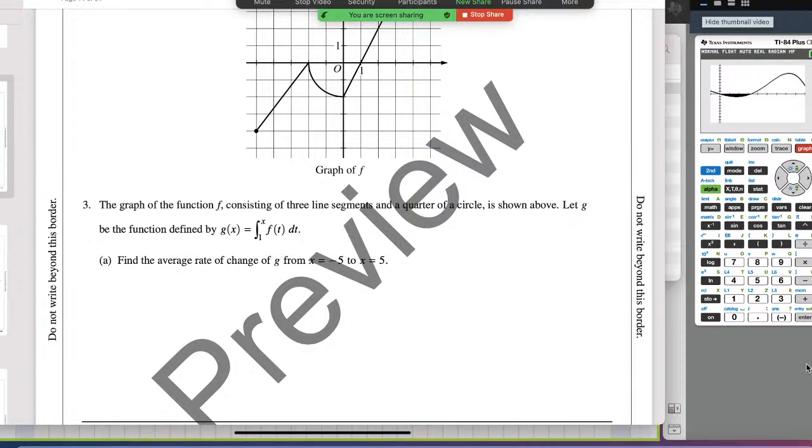Okay, Delilah, since you asked this one, do you know how to do the first part? I know how to do the other parts, but I don't know the first part because it asks for the average rate of change from -5 to 5, but the integral starts at 1. So I'm confused. Okay, good. So that's what we're here for.